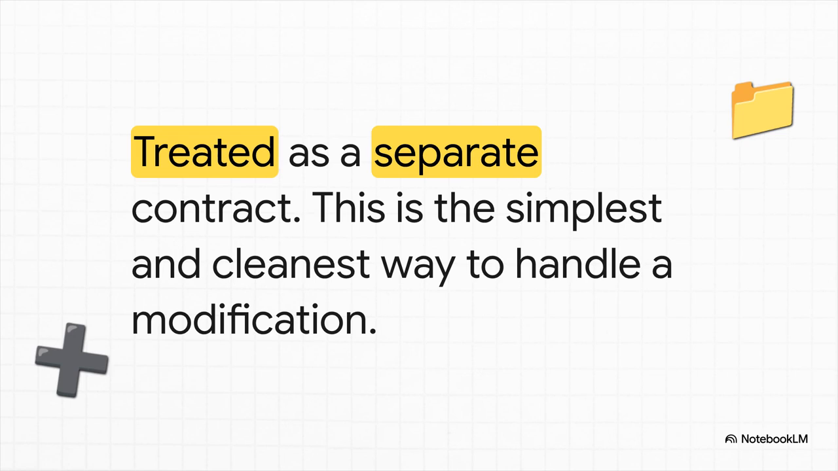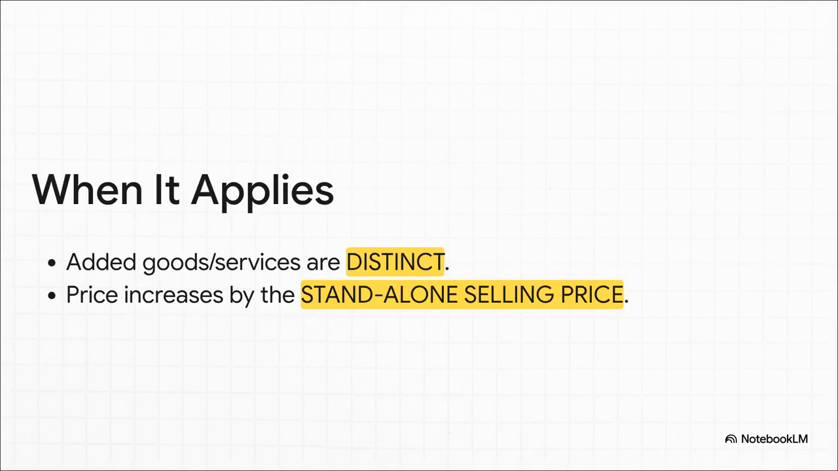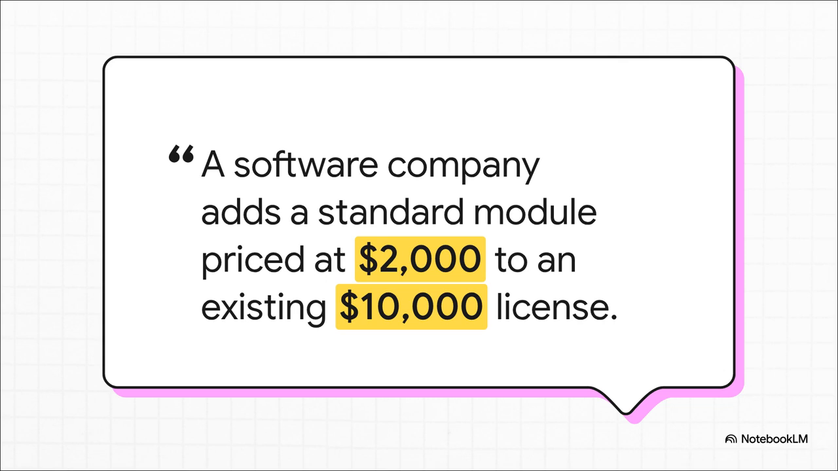This is by far the cleanest, easiest way to handle a change, but it only works under very specific conditions. This one only applies when you can answer yes to both parts of that big question we just talked about. The new items are distinct, and the price reflects their normal standalone market value. This example is perfect. The new software module, you can sell that separately, so it's distinct, and it's priced at its standard rate.